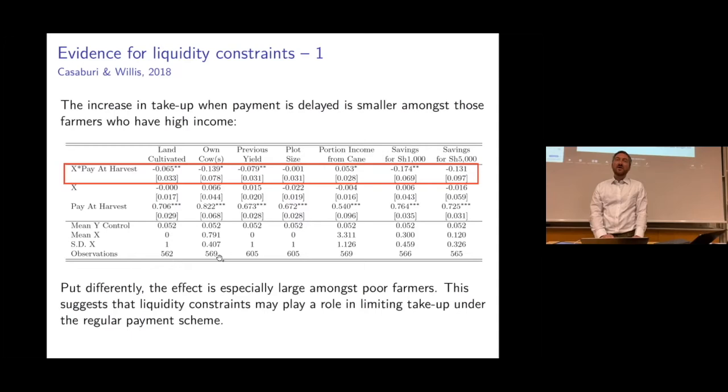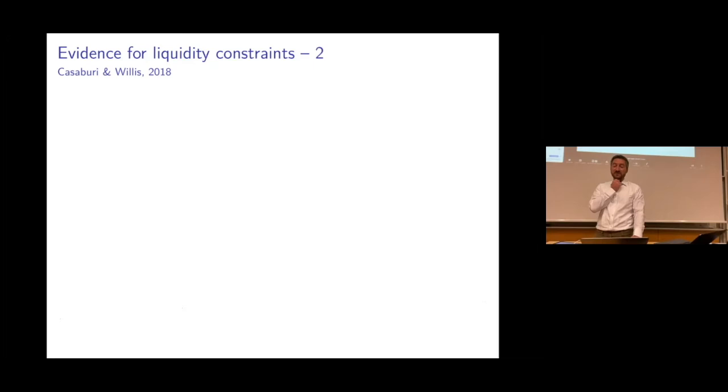Okay, so that's just suggestive evidence, right? There are many differences between low income and high income people, and it doesn't necessarily have to be liquidity constraints. It could just be that they have different preferences. They respond differently to treatment for other reasons. So here's a closer test, a more careful test of this liquidity constraint story.